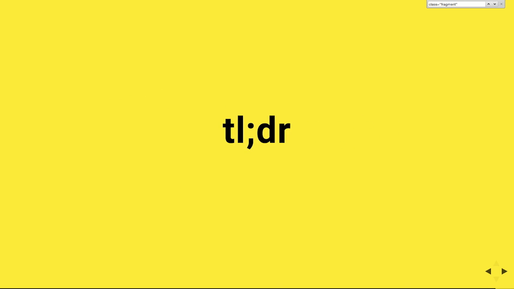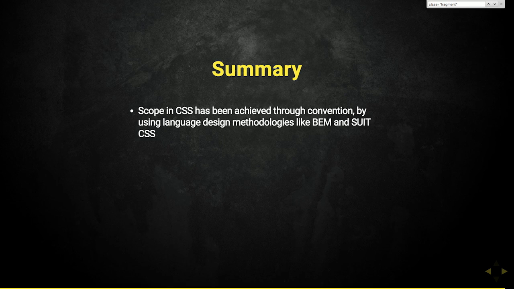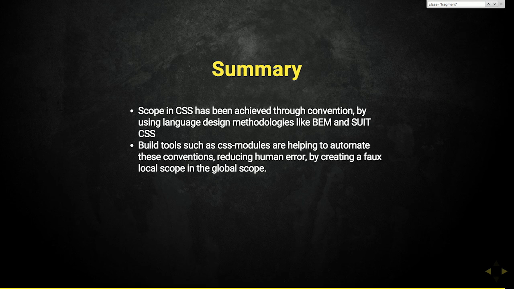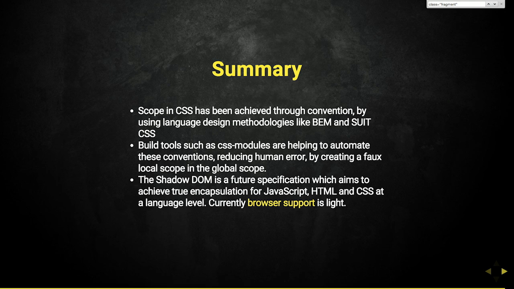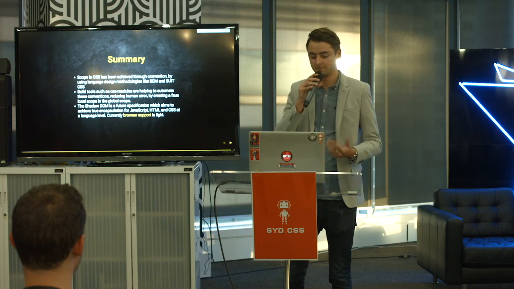So the TLDR, or the summary in this case, is that scope in CSS to date has been achieved through convention. Great things like BEM and SUIT CSS have steered us in the right direction. And build tools like CSS Modules are helping us to automate these conventions, reducing the human error by creating a faux local scope. But ultimately, it's not solving the problem, and the future of CSS will be the likes of the Shadow DOM and these future specifications to achieve true encapsulation. Currently, the browser support is pretty light, but it's moving in the right direction.